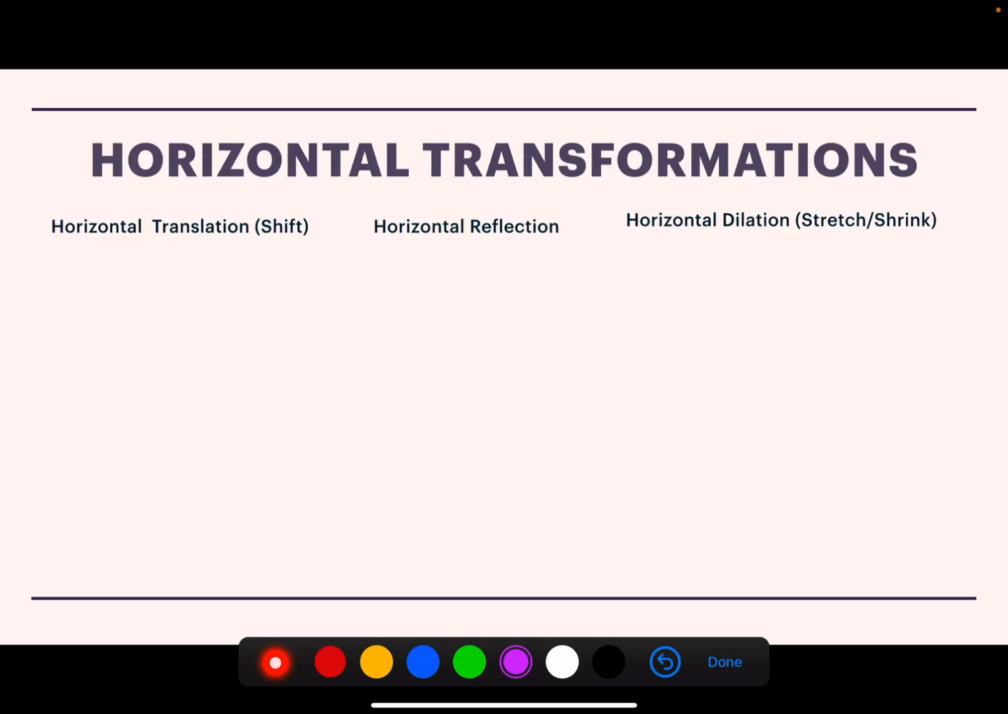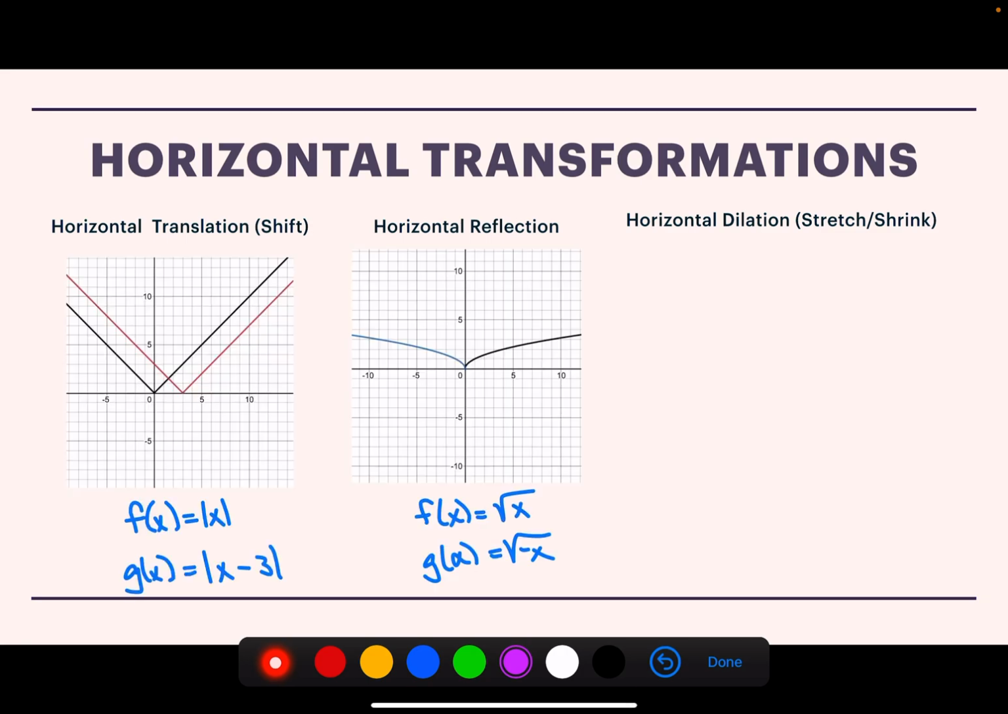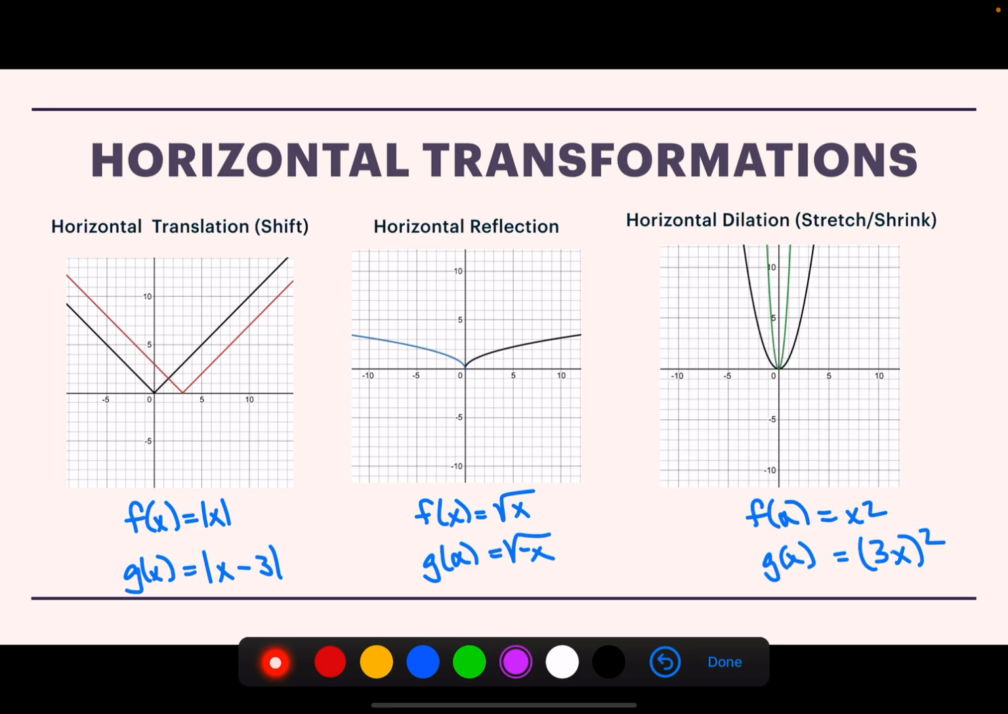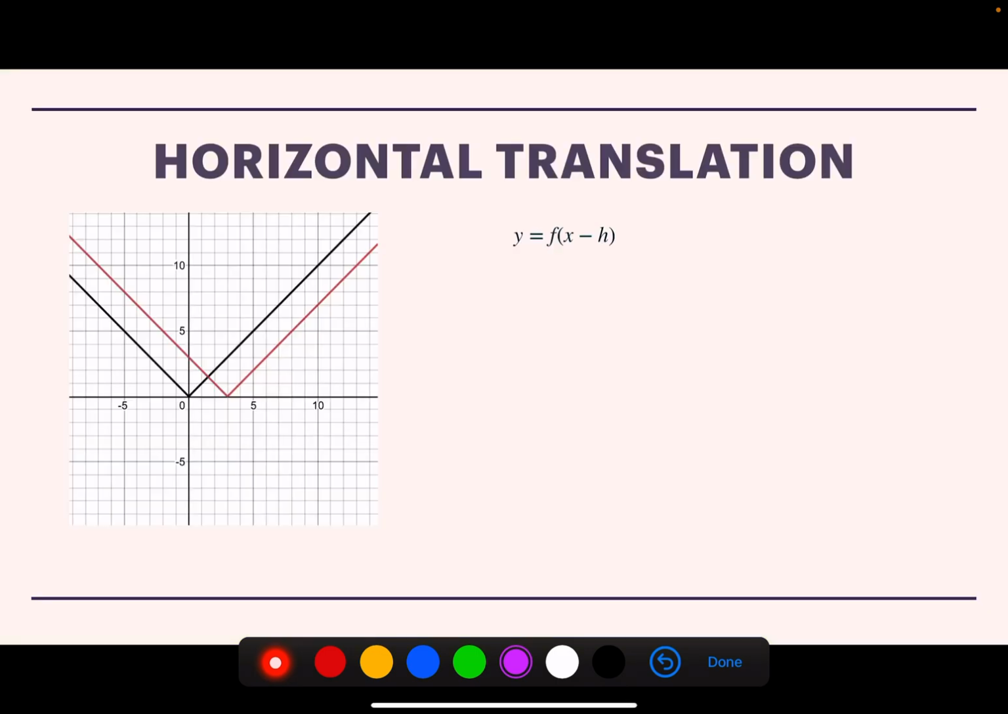We also, of course, have horizontal transformations. As you might guess, they act on the x coordinate. You've got a horizontal translation, horizontal reflections, and horizontal dilations. So horizontal transformations show up inside the action, before you perform the action of the parent function. So horizontal translation, formally speaking, looks like this: f of x minus h. That minus h is happening inside the function. And that's a horizontal translation of h units.